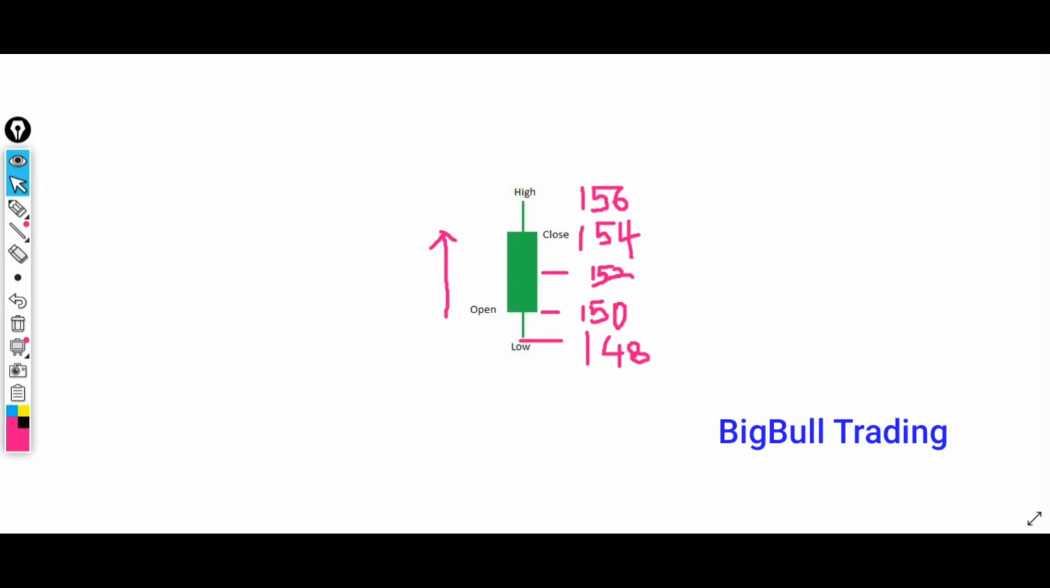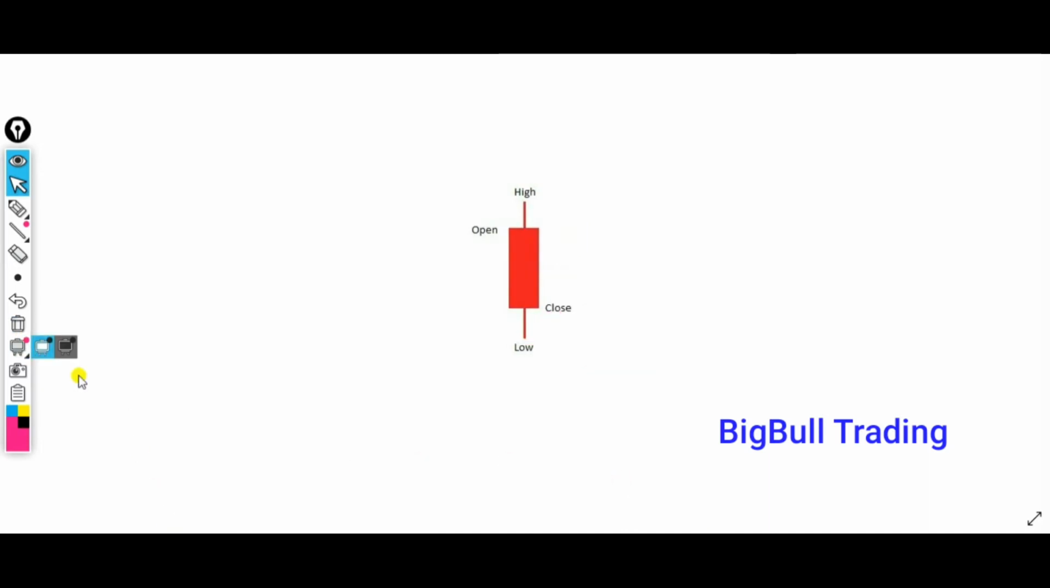We will go to the next, the bearish bar. So what does the bearish bar mean? The bearish bar is just the opposite of the bullish bar. How do you know it is a bearish bar? The easy way to understand is that it will be red color. Red color means the price is falling down. So this is a bearish bar.